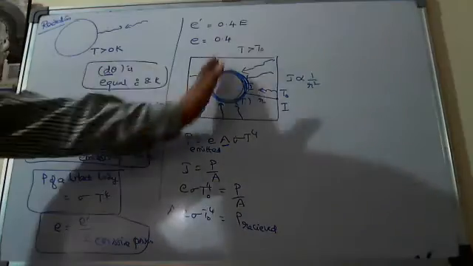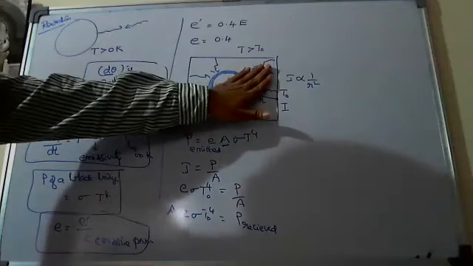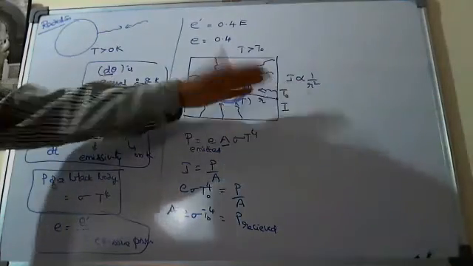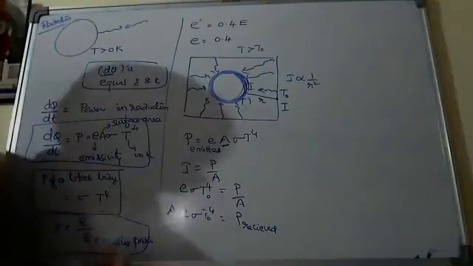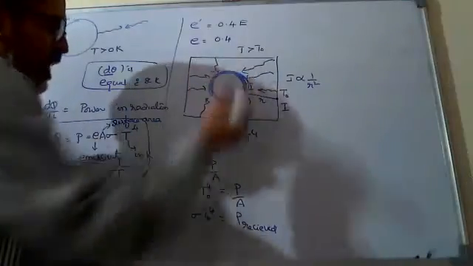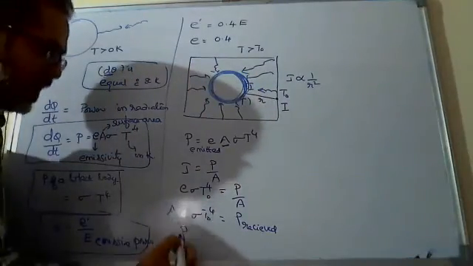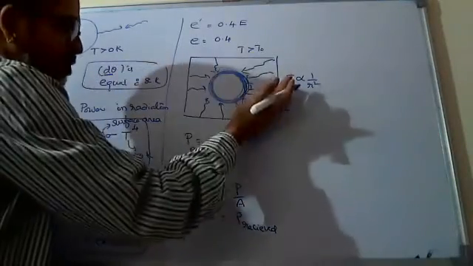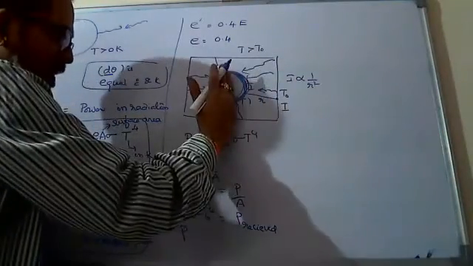Suppose it emitted 10 joules per second and received some 4 or 5 joules per second. Then what is the net radiation, if you ask? P radiated by the body, net, is 10 radiated minus 4 received.